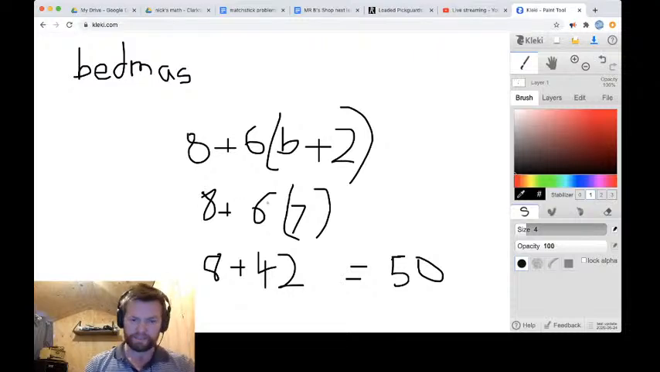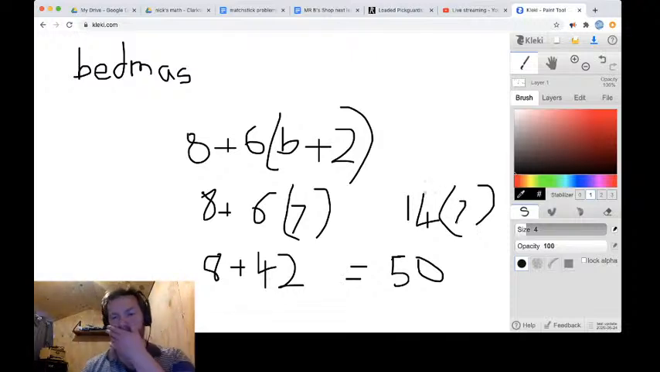It's really important that you do that in the right order, because otherwise, if I went 8 plus 6, that's 14. And then if I had to do 14 times 7, well, that gives me a totally different number. Because 14 times 7 is double 7 times 7. So you're getting 98. Which is a totally wrong answer.